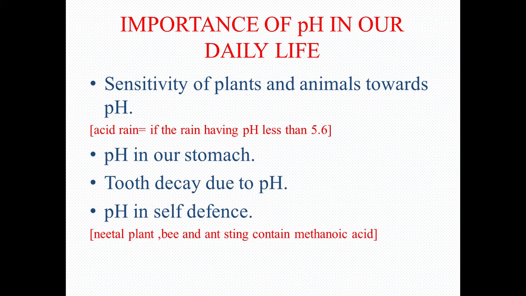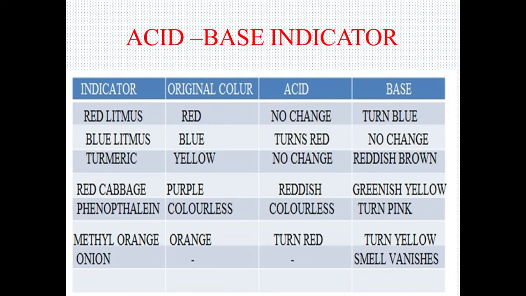Come to the next topic, acid base indicators. The main use of these indicators is that they help us to determine the acidic or basic nature of various chemical compounds by showing a change in coloration. For example, a red litmus. Litmus is available in the lab in both colors, red as well as blue.